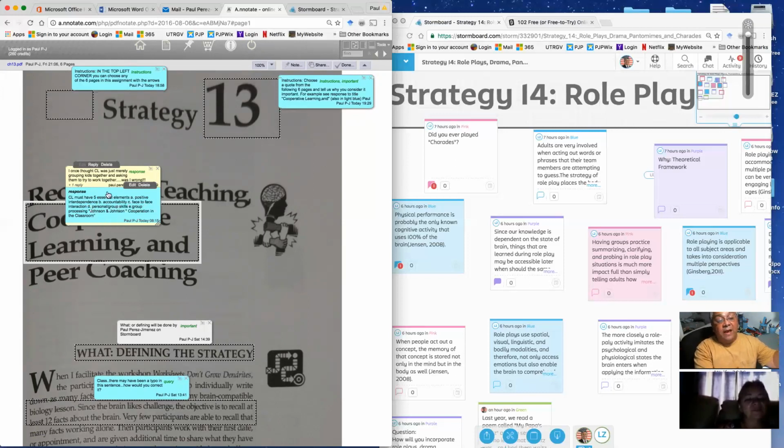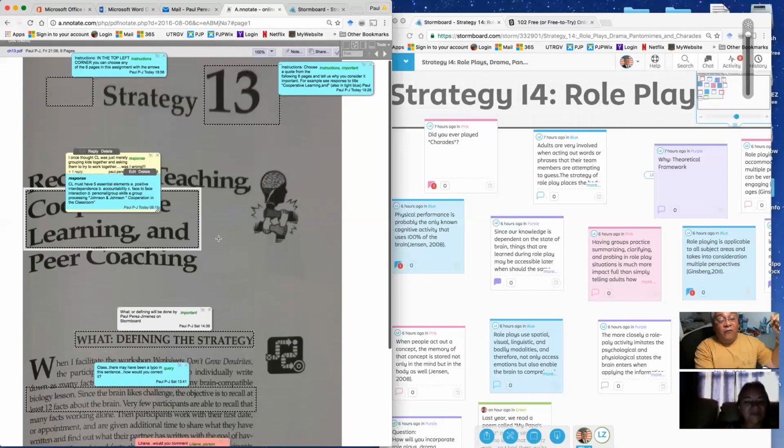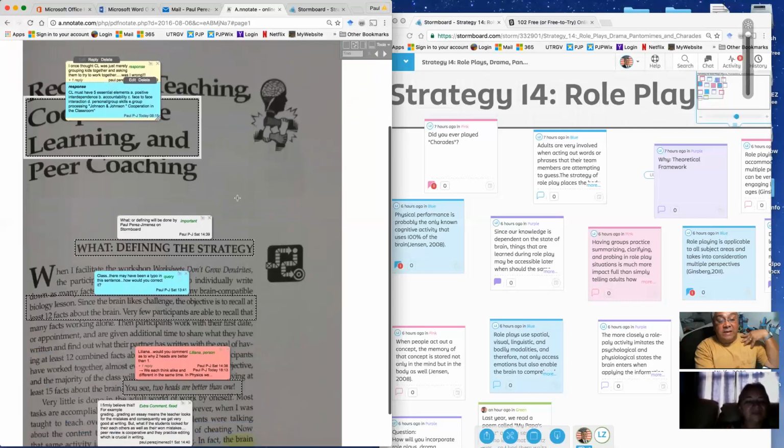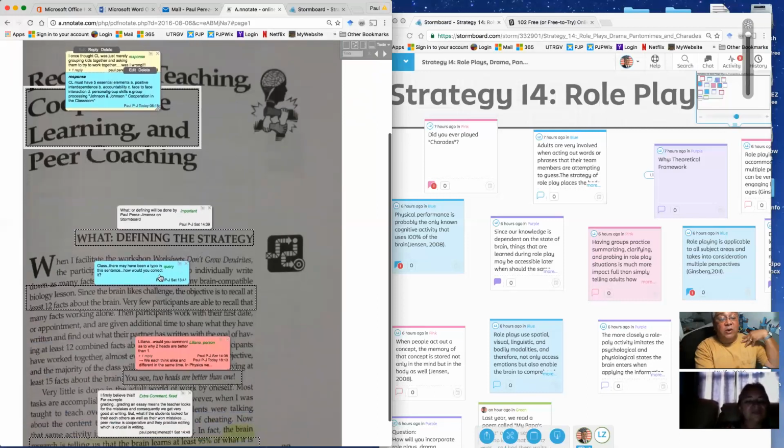And again, that's me responding as a teacher to me, the student. That is fantastic, I think. That's just great. But if you go further down in white, me as the teacher, what I also did is I highlighted the sentence here and said, class, there may have been a typo in this sentence. How would you correct it?